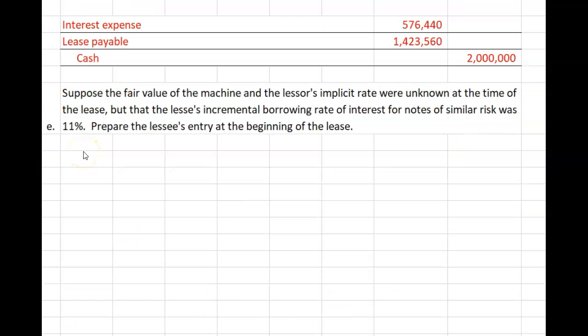Let's change the facts a little bit. Suppose at the beginning of the lease period, the fair value of the machine and the lessor's implicit interest rates were not known, but the lessee's incremental borrowing rate of interest for notes of similar risk was 11%. Prepare the journal entry at the beginning of the lease. Everything's the same except these differences.